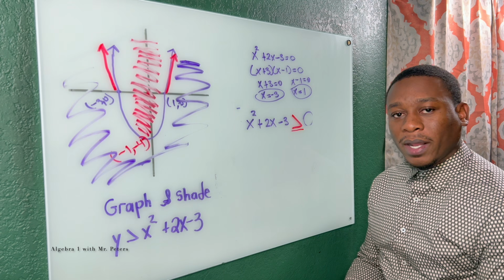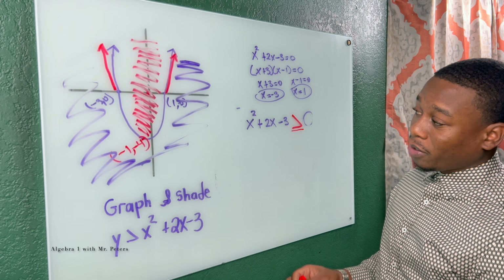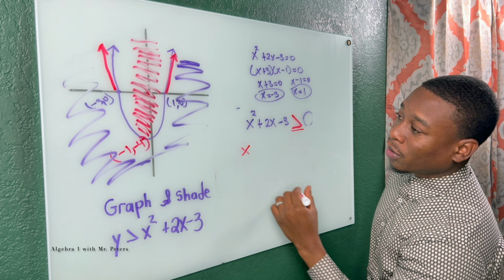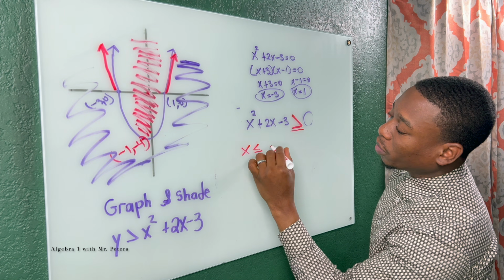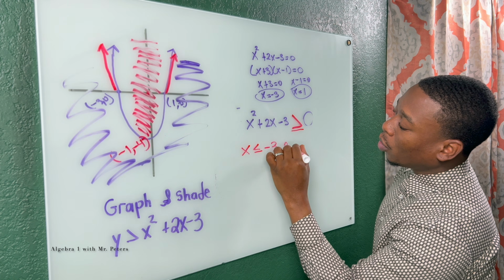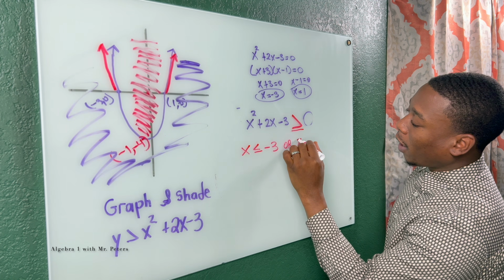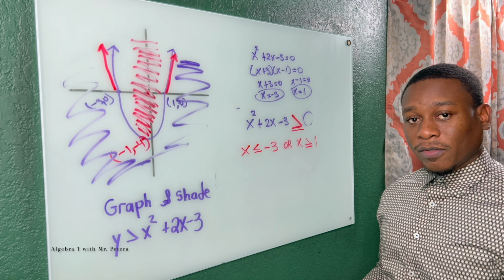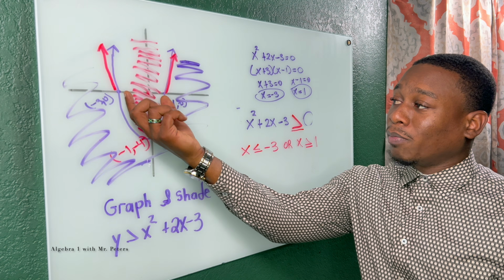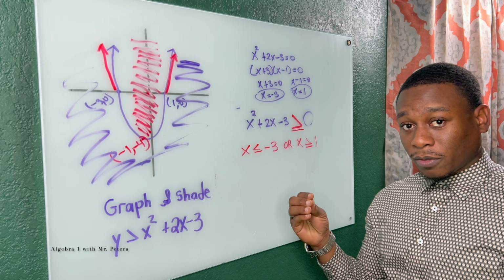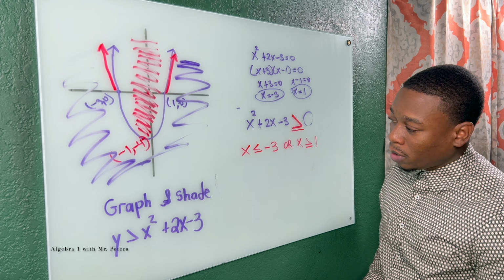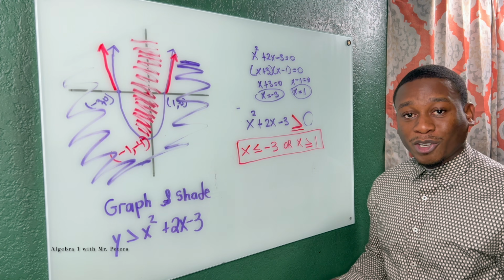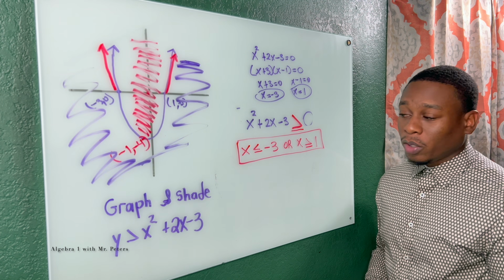The way that we would express our answer, we know that x would have to be less than or equal to -3, or x would have to be greater than or equal to 1. Those are the only x values that are going to work. These in the middle cannot work because they're going to give us values less than 0. So now we have the inequality, right? How can we express this in interval notation? Well, the same thing we did with inequalities.